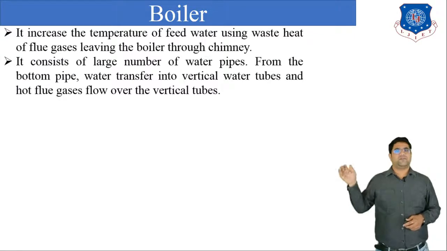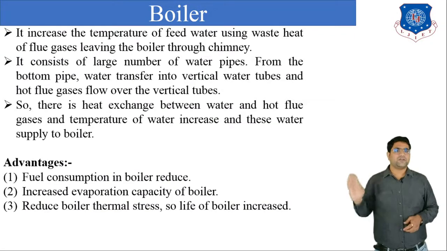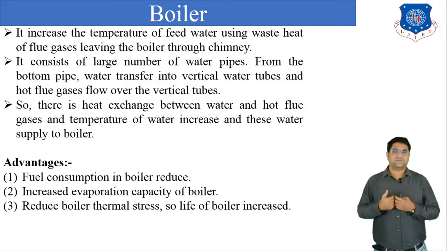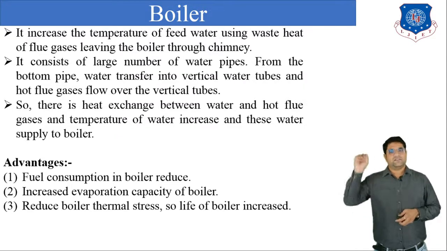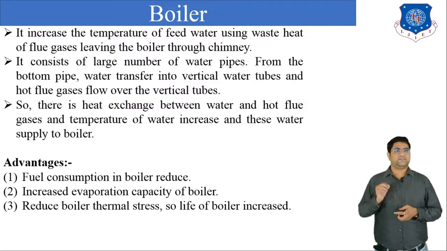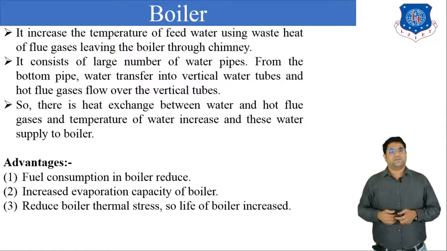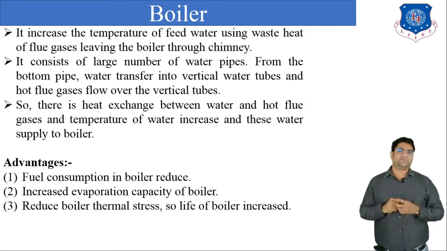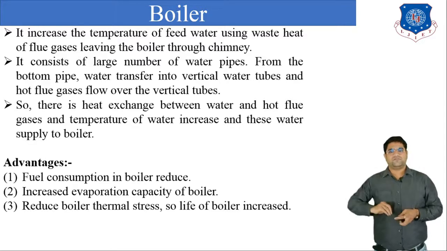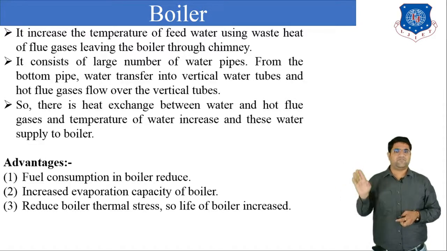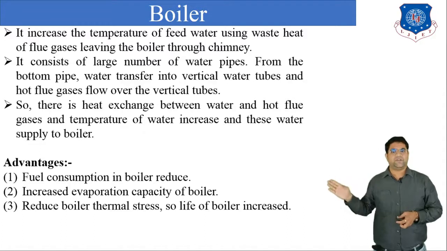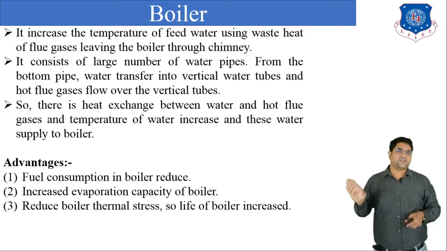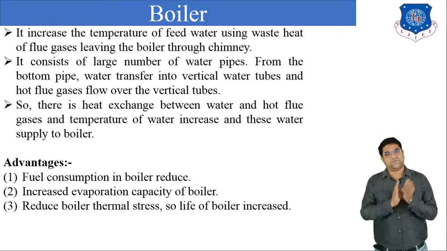So all the description I have written here: to increase the temperature of the water using the waste heat of the flue gases, we can use the economizer. It consists of a large number of water pipes connected between the bottom header and the top header. Now these vertical tubes gain heat from the flue gases and the water is heated up. So there is a heat exchange between the water and the hot flue gases, and the temperature of the water is increased, and this water can be supplied to the boiler with the help of the feed check valve.